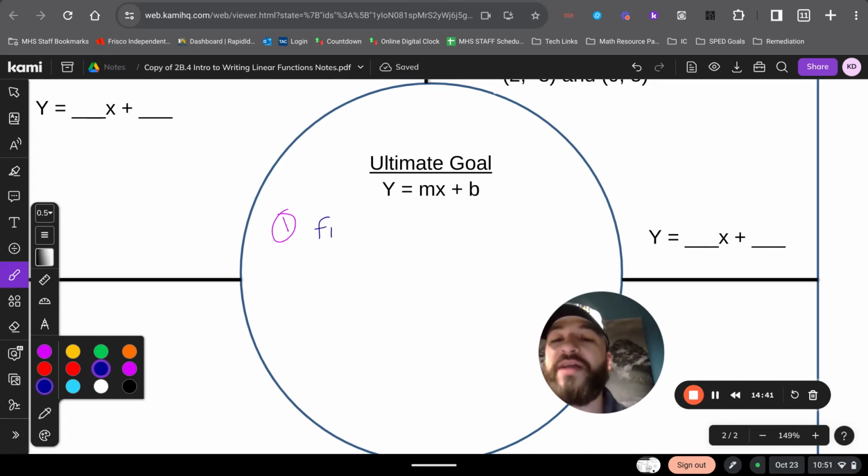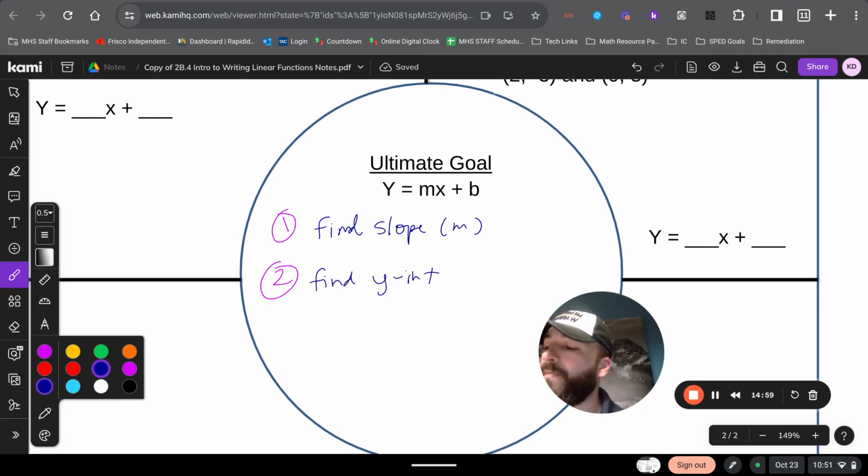So if we can find slope, we already are one step there to getting that m value. Okay. Then after we find slope, we want to find that y-intercept. Okay. And then, of course, if we find slope and we find y-intercept, we can go ahead and plug it straight into our y equals mx plus b.